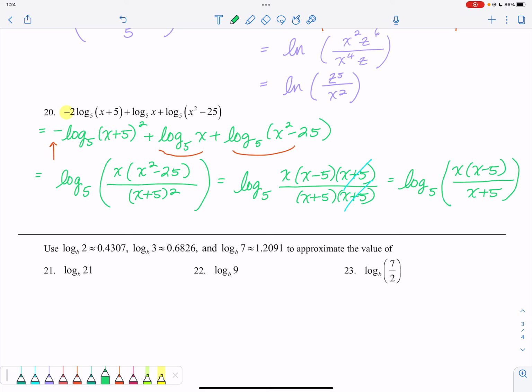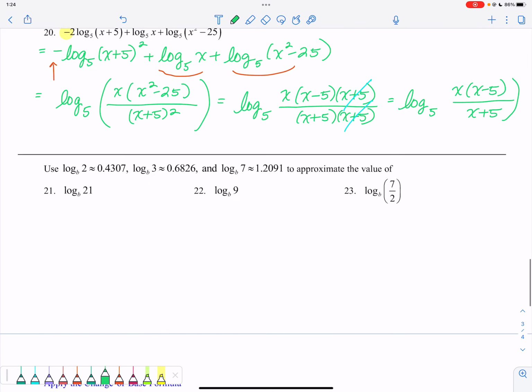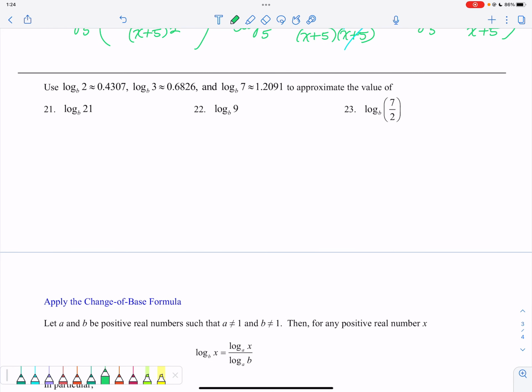Okay, looking at number 21, we are given these values. So as you can see, they give us that the log base b of 2 is this decimal, and the log base b of 3 is this decimal, 0.6826, and base b of 7. So we only have 2, 3, and 7 to work with. So let's see what we have.